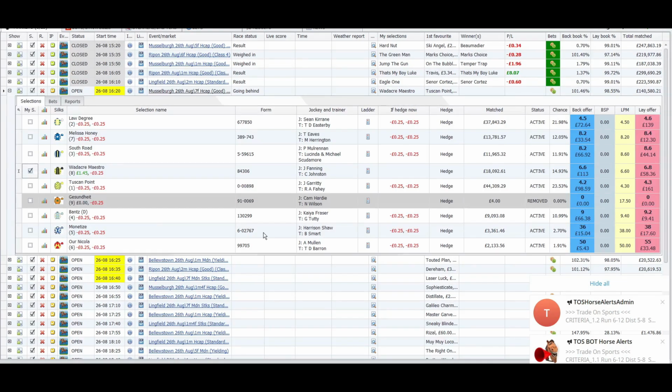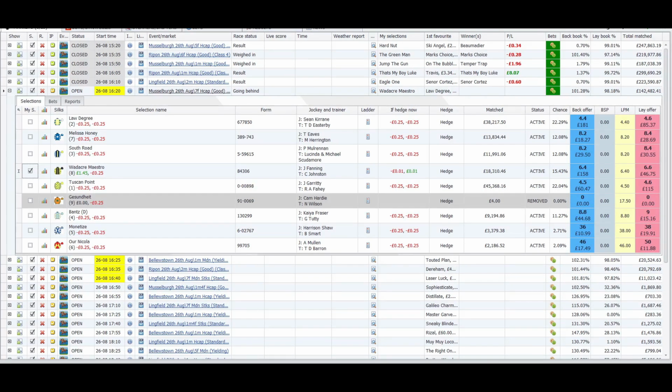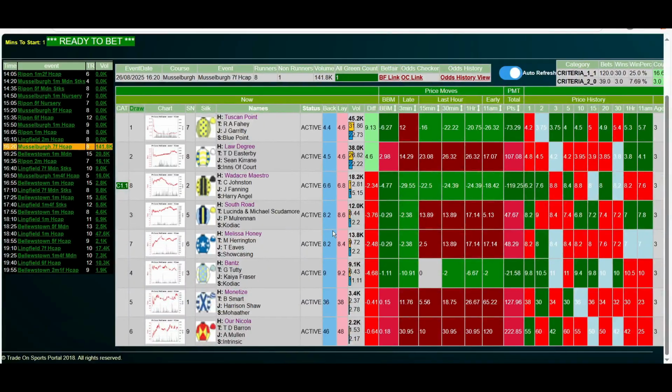I like this small money that comes in, big money that comes in at small tracks. It's so much easier to spot than you'd do if you were at a big race meeting on a Saturday. Wadacre Maestro. Let's see how we go.